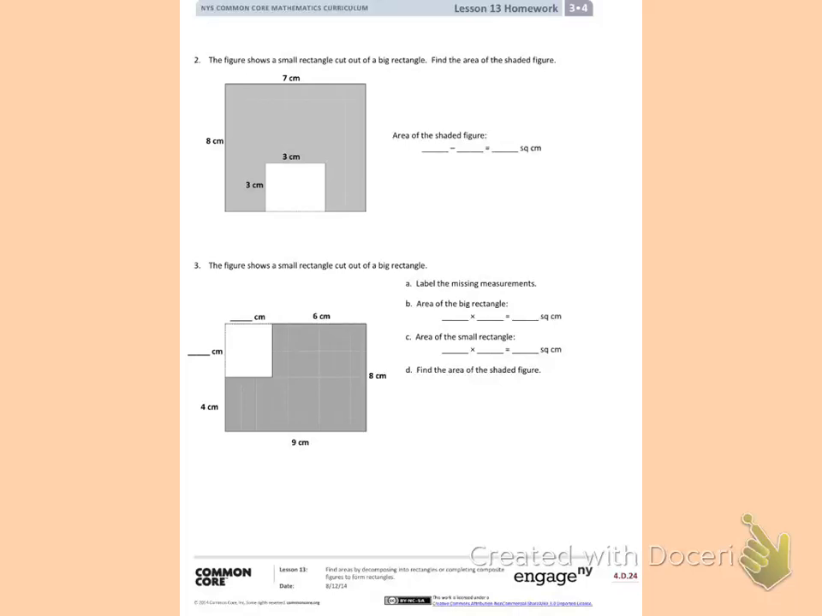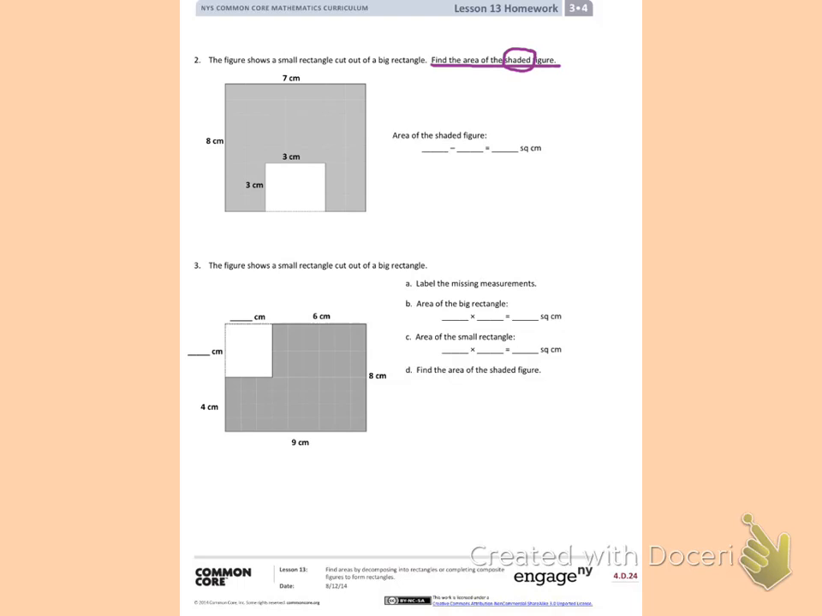Module 4, Lesson 13's objective is to find areas by decomposing into rectangles or completing composite figures to form rectangles. Item 2. The figure shows a small rectangle cut out of a big rectangle. Find the area of the shaded figure. Let's underline those directions. Find the area of the shaded figure. And I'm going to circle the word shaded.